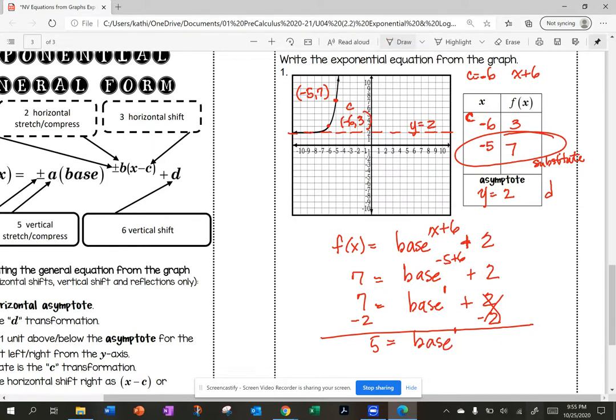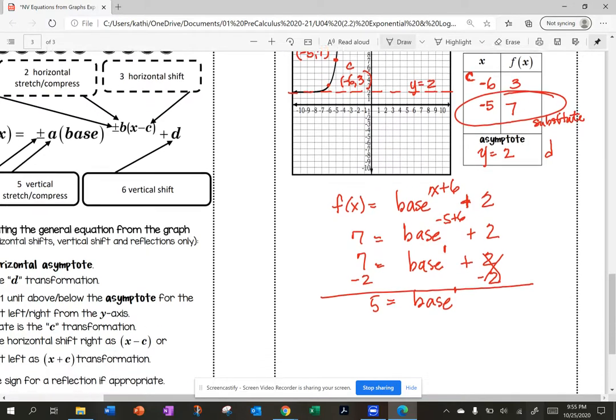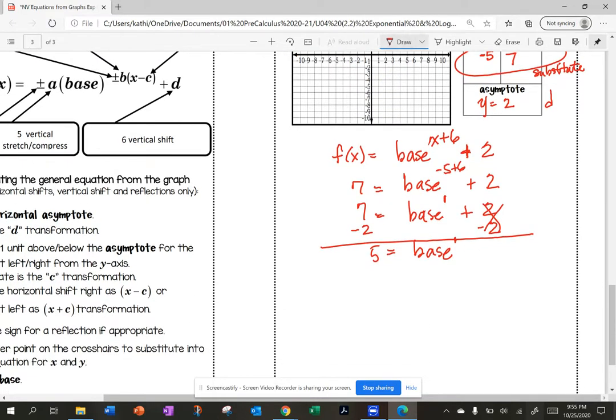So now I'm going to rewrite my original equation with 5 as the base. So I know f of x equals 5 raised to the power x plus 6 plus d, which is 2.